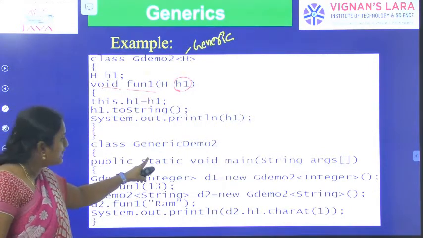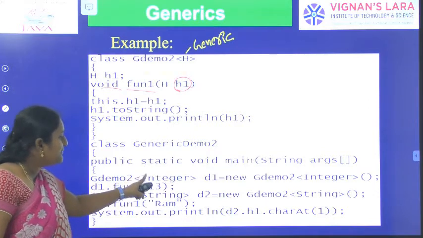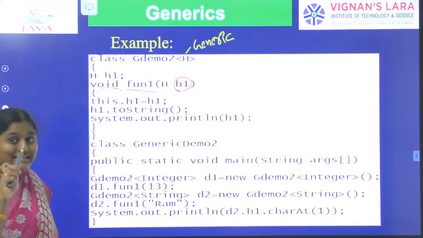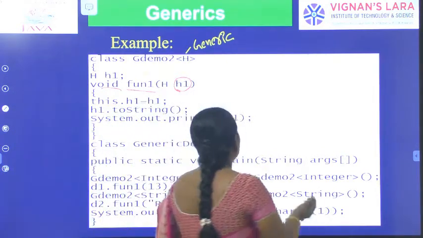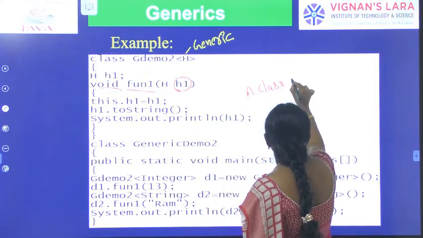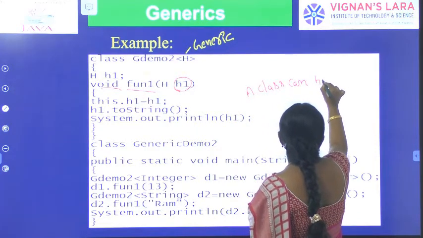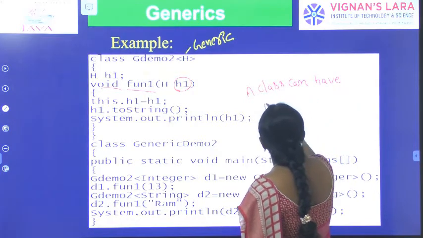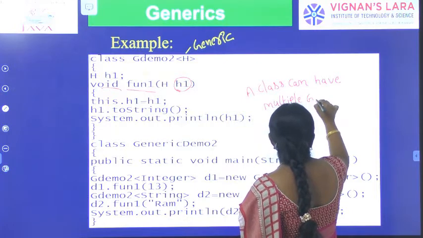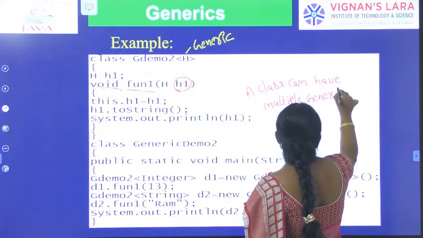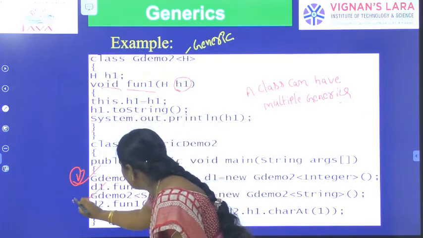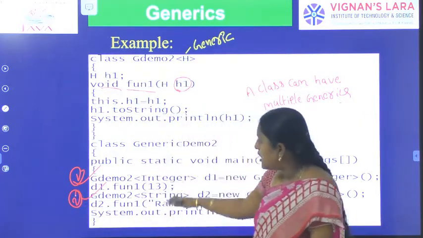Next I am taking one more class, GenericDemo2. After that I am defining the main method and creating an object of the class. So here it is a generic type. A class can have multiple generics. This statement means it is one generic. Next, this statement means it is one more generic. A class can have multiple generics.